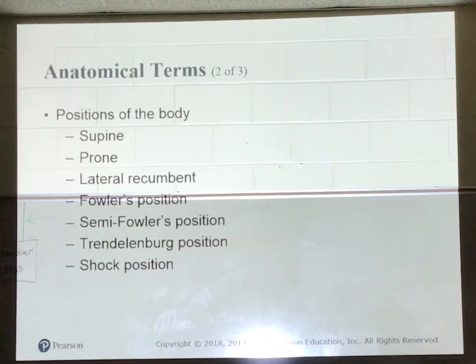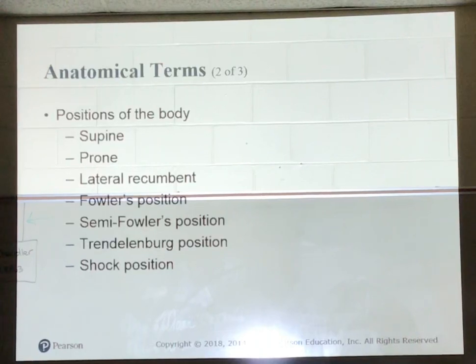Some of the positions of the body that we use are used to describe how a patient is found. Are they supine, prone? What does supine mean? On their back. Prone means? Lateral recumbent, Fowlers. Sitting up a little bit, yeah. Semi-Fowlers. It's a different angle. Trendelenburg, we don't really use that a whole lot anymore. And shock positions. You might know what shock position is.